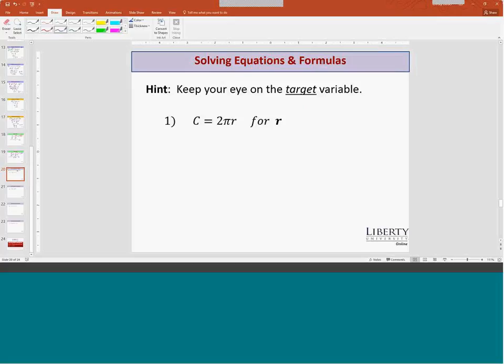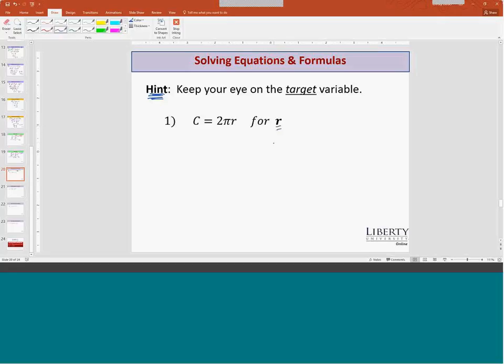Solving equations and formulas, literal equations and formulas. That's when you've got more than one variable and you're asked to solve for a specific variable. This is where it's really going to take discipline. You need to keep your eye on the target variable. What's the target variable? What you're asked to solve for. So I've got C is equal to 2 pi r, which happens to be the formula for the circumference of a circle. Circumference is equal to twice the radius times pi.